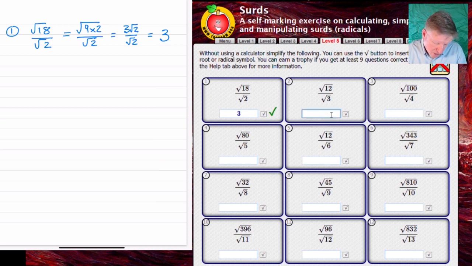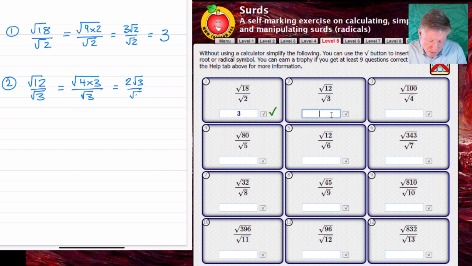Okay, the second one, question number 2, is root 12 over root 3, which can be written down as root 4 times 3. You can see the square number there and the 3 that I know is going to cancel with the 3 on the bottom, so you can see it's 2 root 3 over root 3, which is equal to 2, in the same way that question 1 cancelled down. So let's see, question 2 is 2. Check. Yes, it's right. Okay, and then let's do question 3.